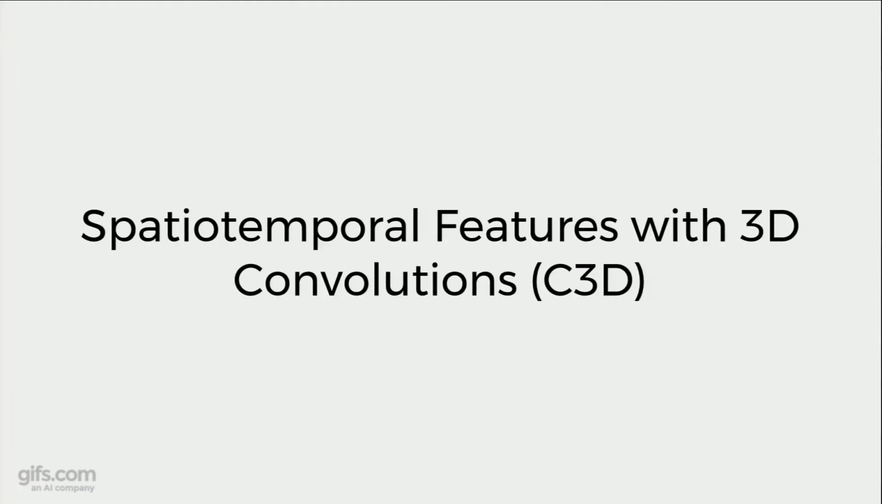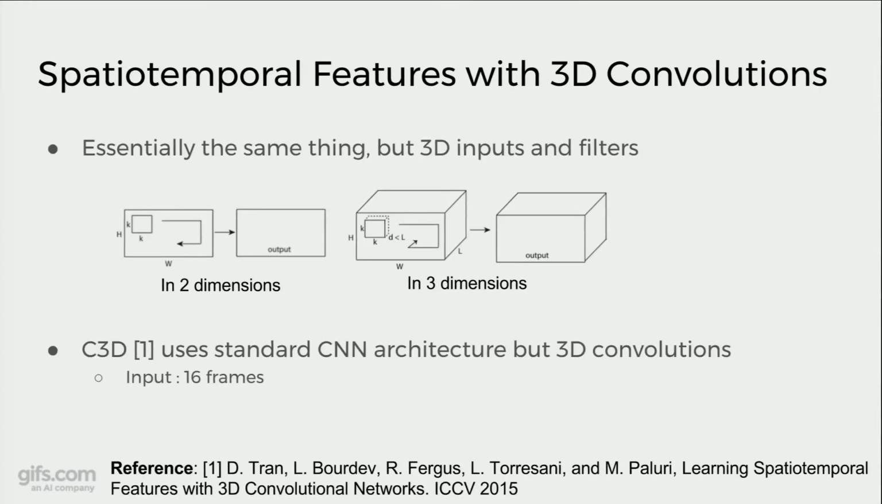Okay, so those are the basics. Now I'm going to talk about spatio-temporal features with 3D convolutions. And it's really the same thing. 3D convolutions are exactly the same, except now the input is not 2D, but 3D. And the filter that is computed, the convolution, is also in 3D, which means the output is, again, a 3D map rather than a 2D map.